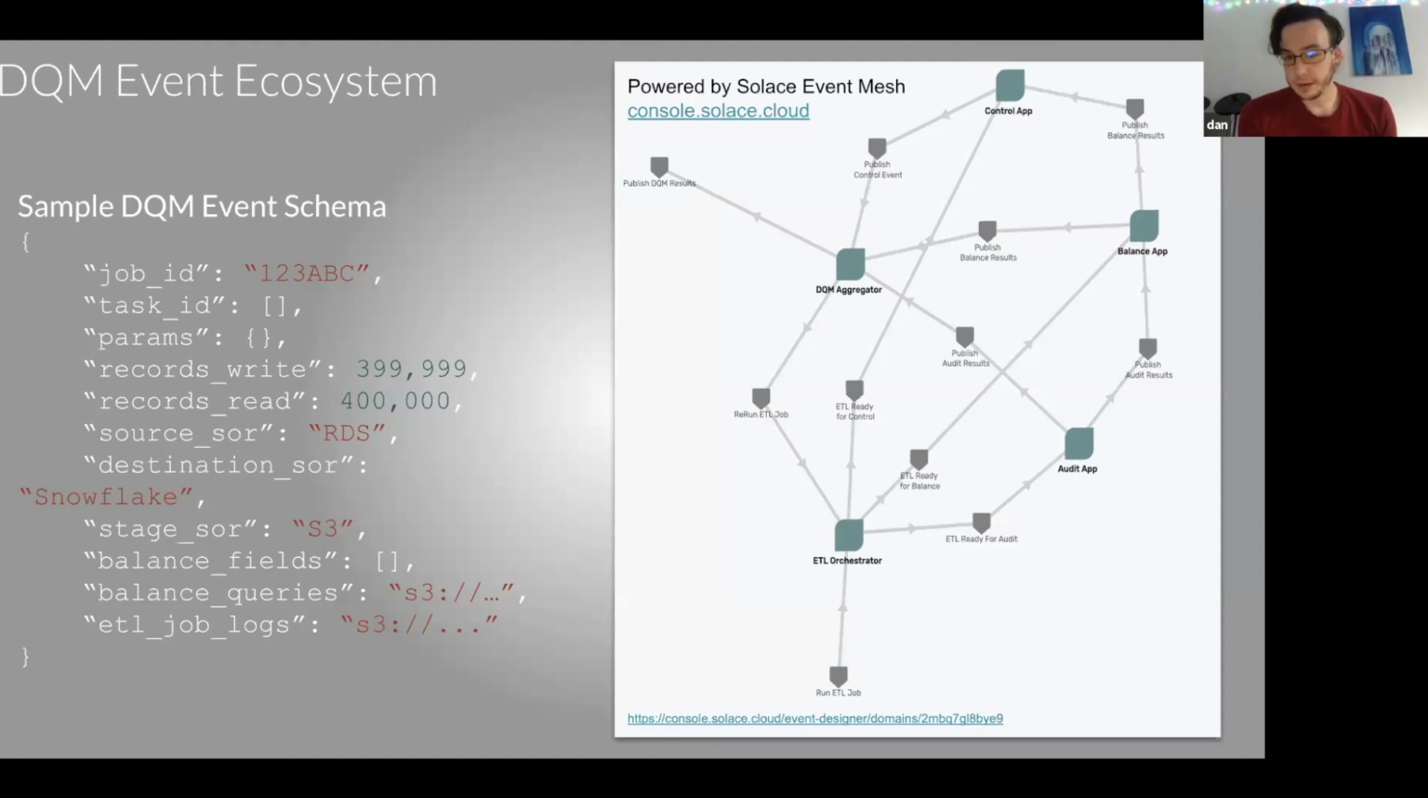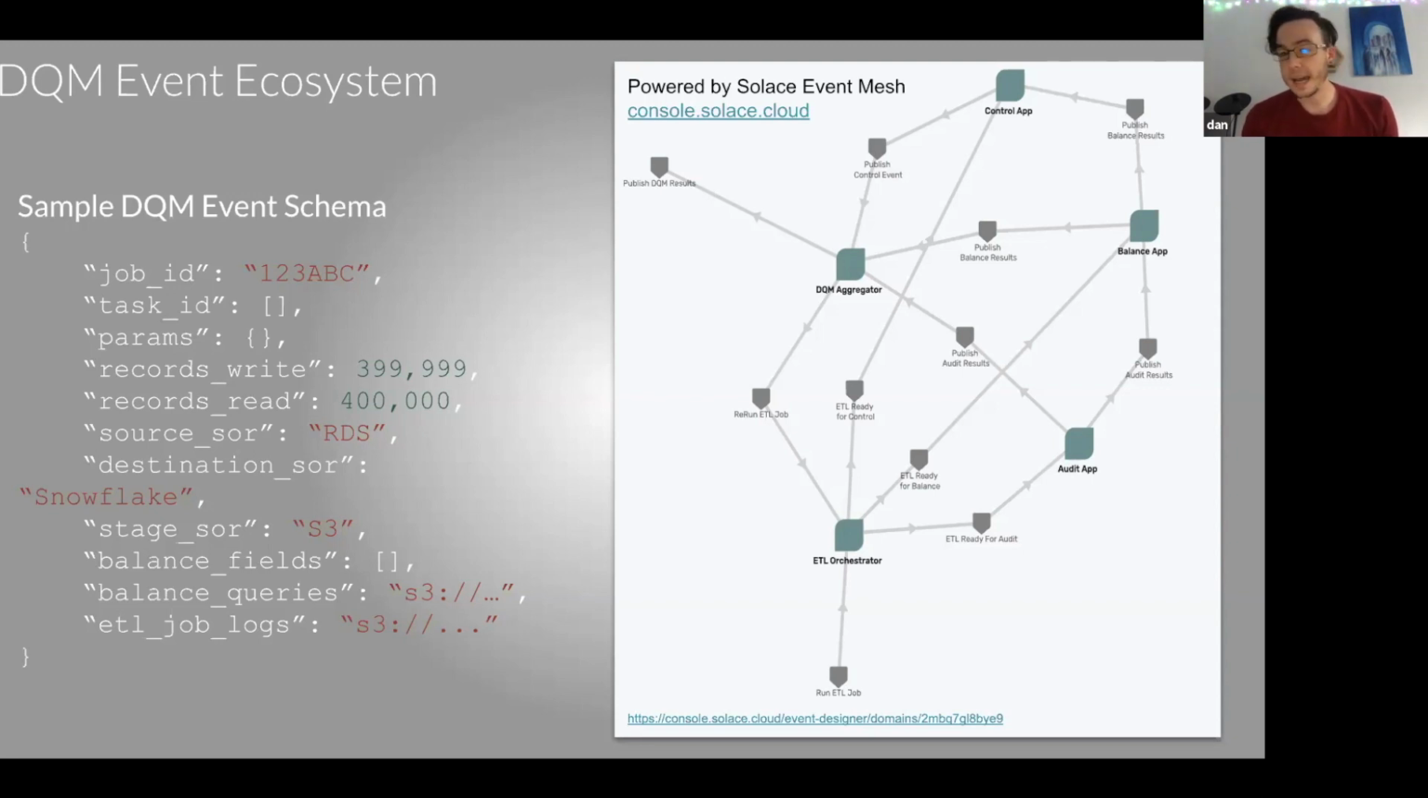In this situation, I'm using their event mesh diagram builder, which is available on console.solace.cloud, to show that you can create these event-based architectures using software, not just Visio. And you can see here that your ETL orchestrator publishes several messages in the serial layout. It'll publish a ready for audit, ready for balance, ready for control message. And this can happen whenever you decide. It depends on the ETL pipeline itself. You can have it publish whenever you want it to. It could potentially be as simple as an API call.